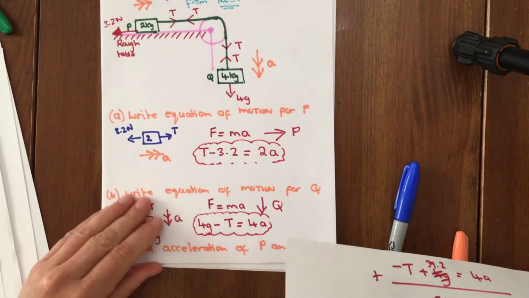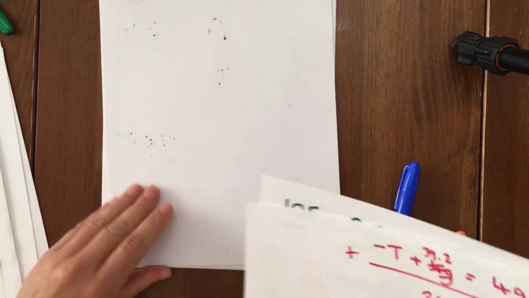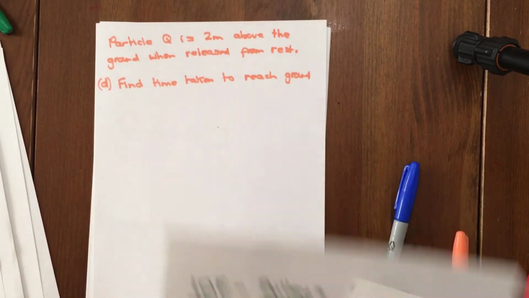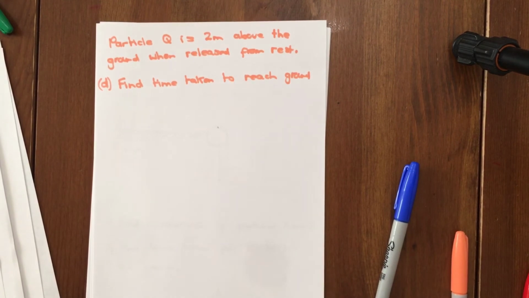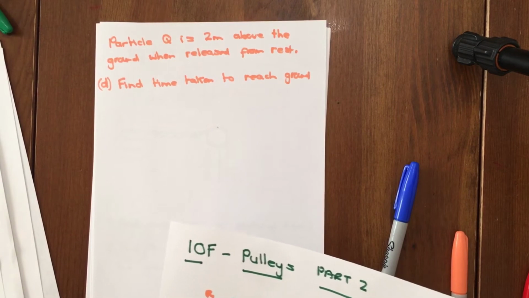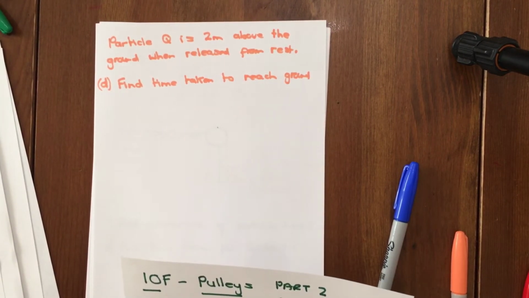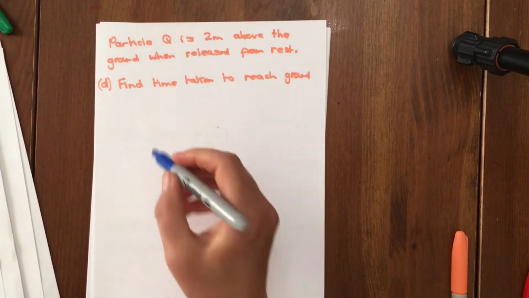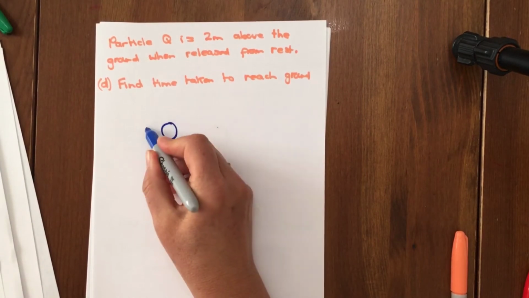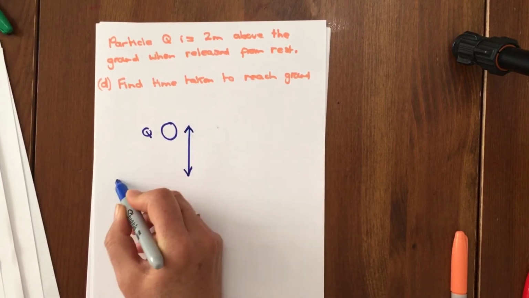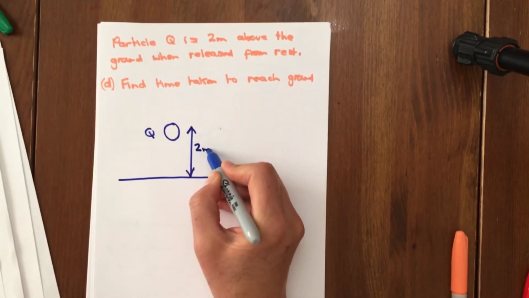That's using my equations of motion. Part D, the last part, says particle Q is 2 meters above the ground when released from rest. Find the time taken for particle Q to reach the ground. So you've got this particle Q here, and it's 2 meters above the ground. So here's the ground.